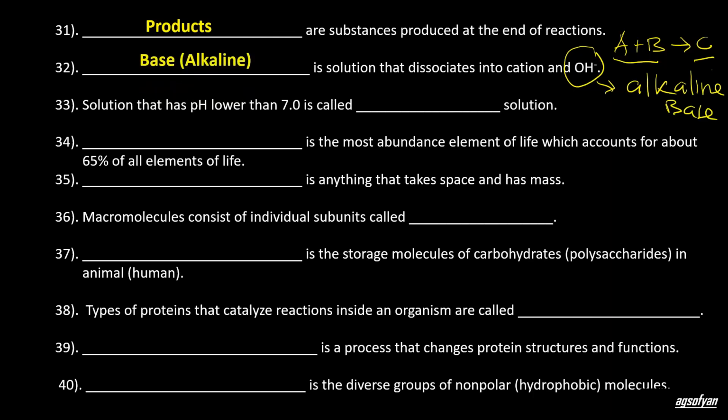Solution that has pH lower than 7 is called blank solution. Lower than 7 is acid. Okay, it has to be acidic solution.